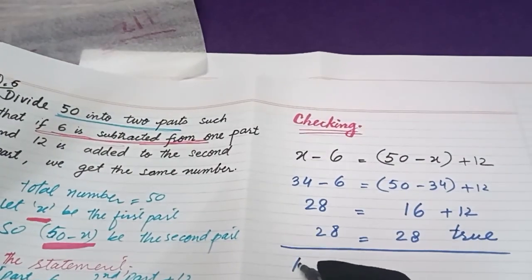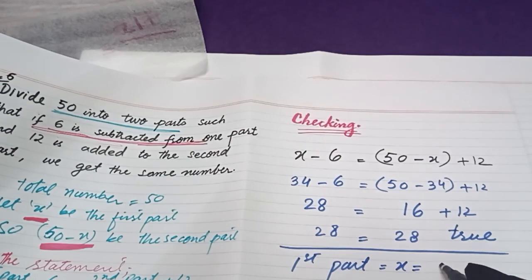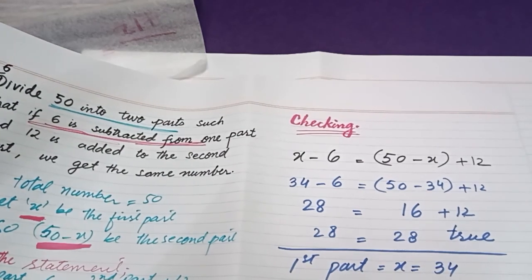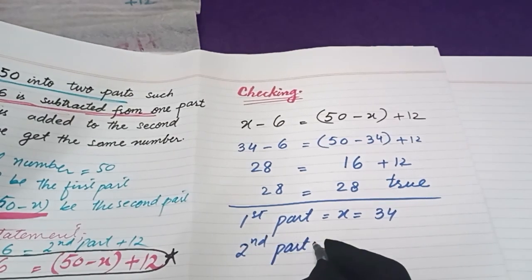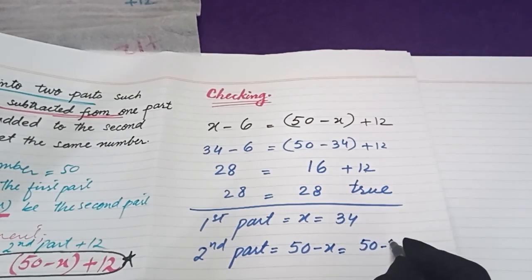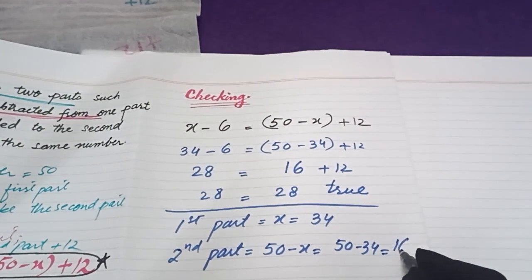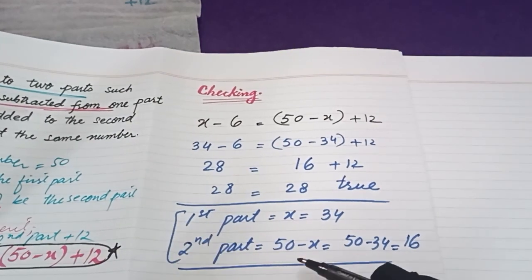That one part, the first part, is equal to x, that is 34, and the second part was 50 minus x, that is 50 minus 34, and that is equal to 16. So this part you can do before checking also and after checking also.